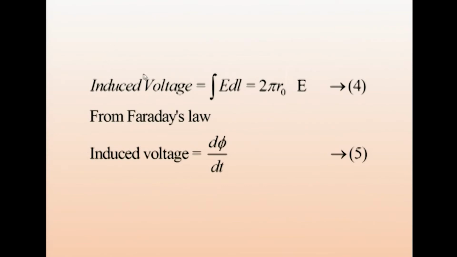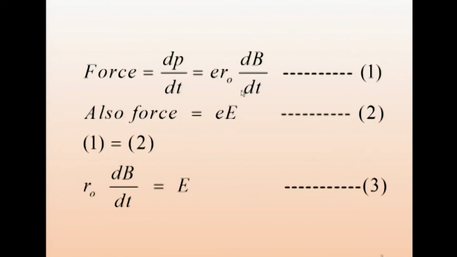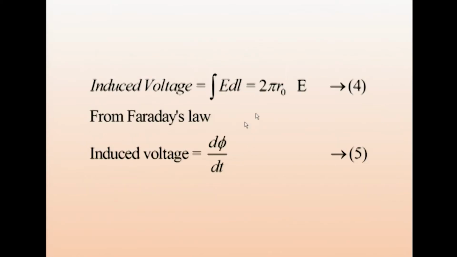So, what is the induced voltage? Induced voltage is E into dl, because what is electric field? The electric field is force experienced by unit charge, and force into distance will be energy. Here the particle is moving along a circular path, and what is the distance moved? When it moves in one circular path, the distance moved will be 2 pi r naught, that is the circumference. So, here E is there, and the closed integral of dl will be 2 pi r naught. Already in the previous expression we had E equal to r naught dB by dt. So, we are just using it there. So, we are getting 2 pi r naught squared into dB by dt.